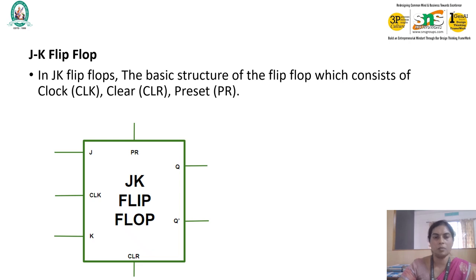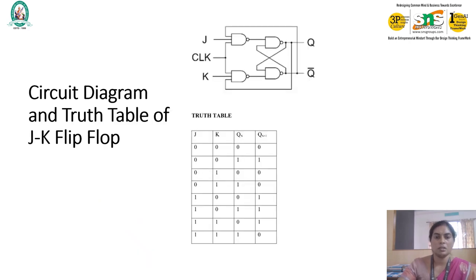Next is the JK flip-flop, another type of flip-flop. This JK flip-flop consists of clock, preset and clear. Based on the clock, the clear and reset work. Like the SR flip-flop, the clock keeps on changing, and based on the clock change, the preset and clear values change from 0 to 1 and 1 to 0, and finally we get the values of Q and Q dash. So this is all about the JK flip-flop, and this is the circuit diagram of the JK flip-flop.